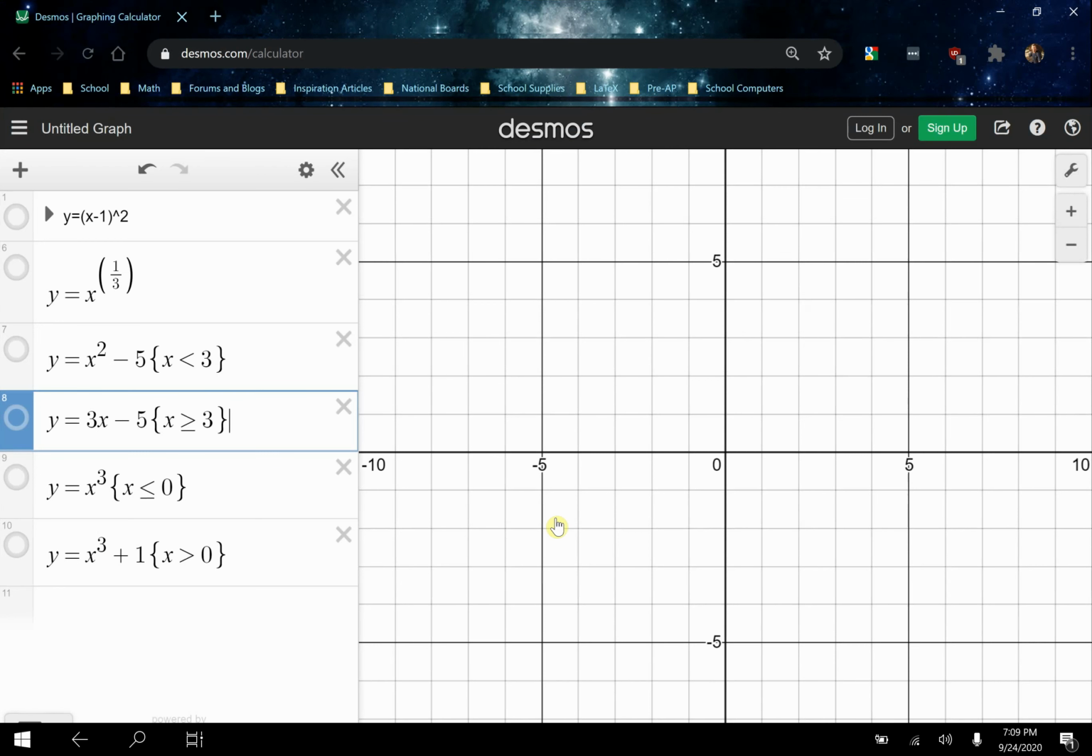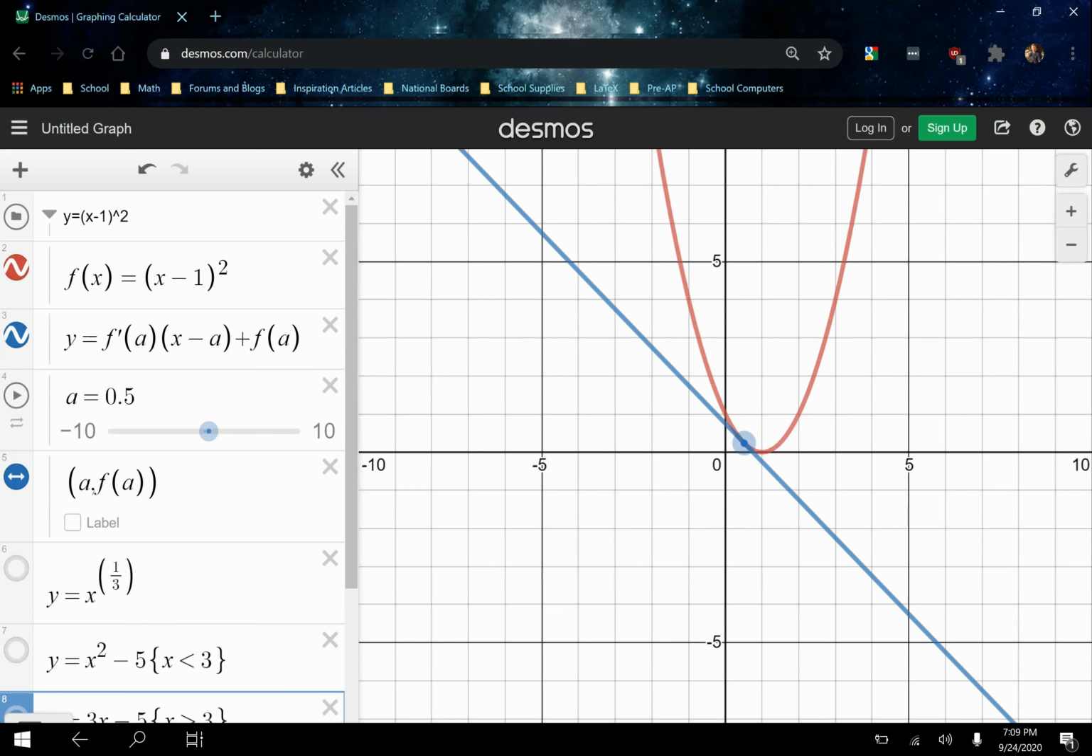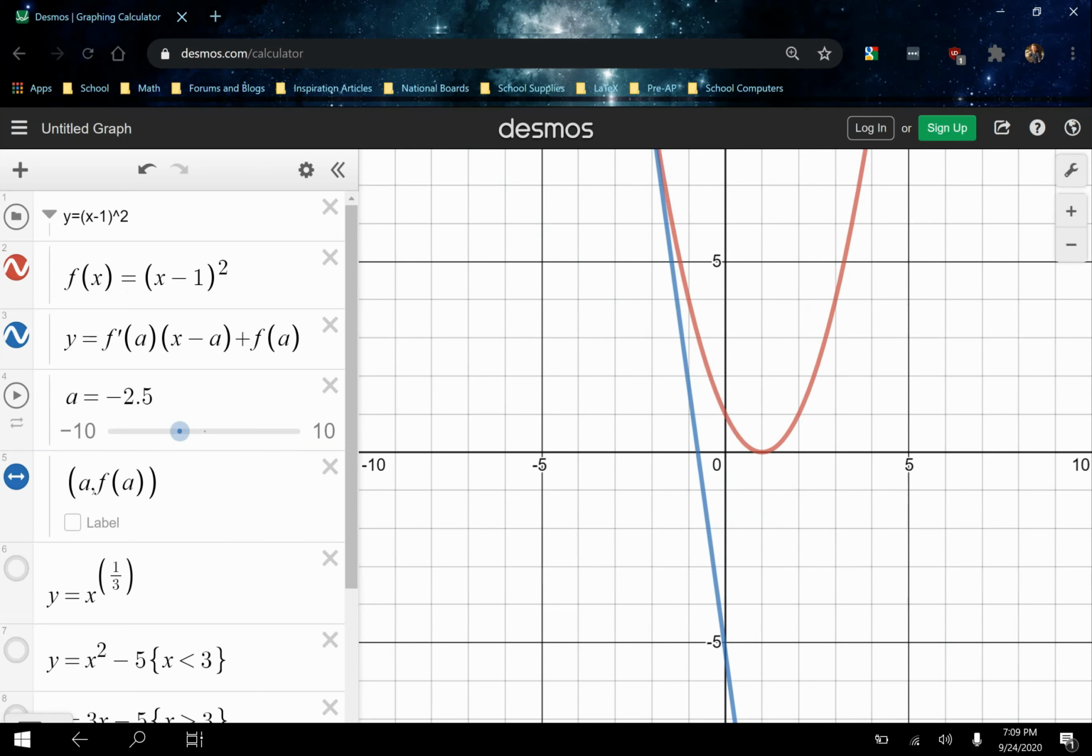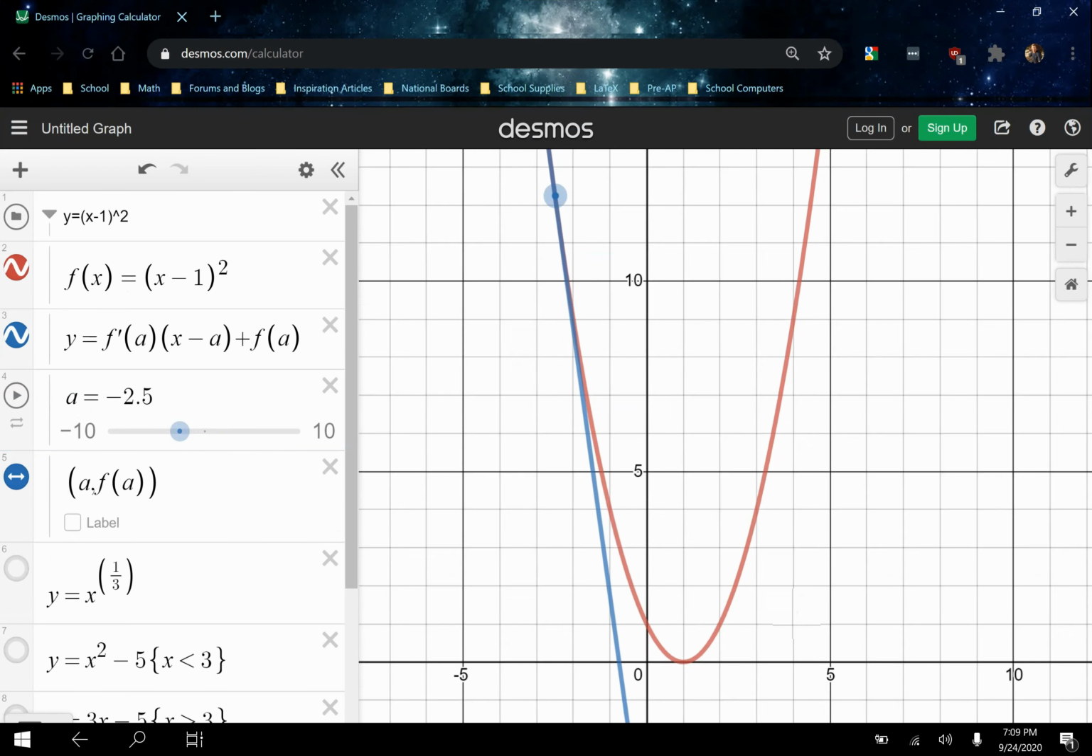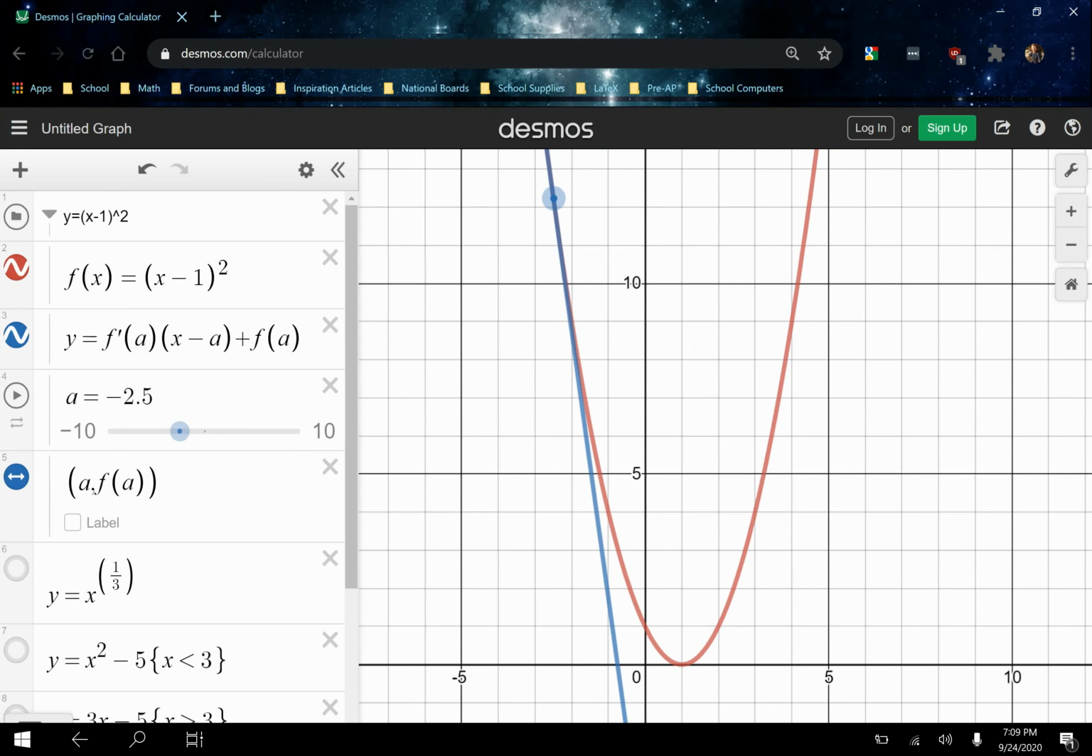So I actually have this ready and graphed for us. I'm going to go ahead and create this parabola. And what I've also done is built an equation that causes the tangent line to sit on this parabola no matter where I move it. So I'm going to move the tangent line to the left a little bit. Right, and I went a little bit too far there. We can see the point of tangency up here.